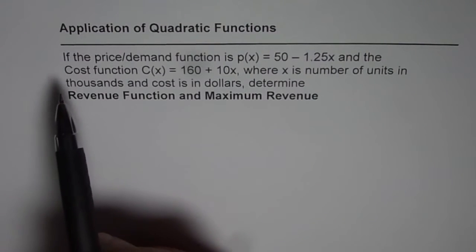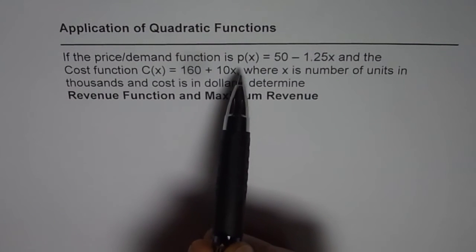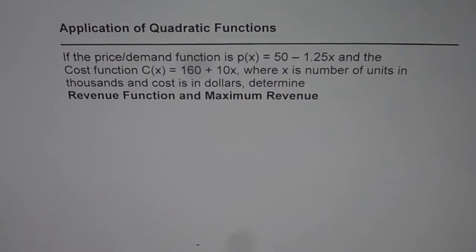The question is, if the price demand function is p of x equals 50 minus 1.25x and the cost function c of x is equal to 160 plus 10x, where x is number of units in thousands and cost is in dollars, determine revenue function and maximum revenue. In the following videos, we'll try to understand the break-even point, maximum, minimum, and the graph of these functions, right?